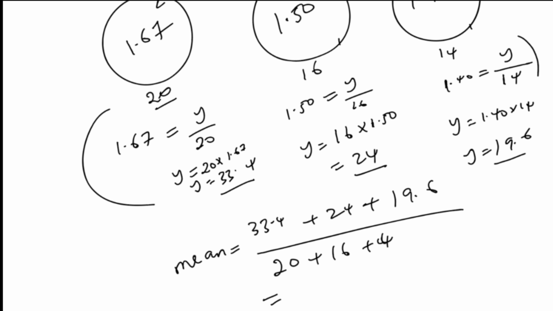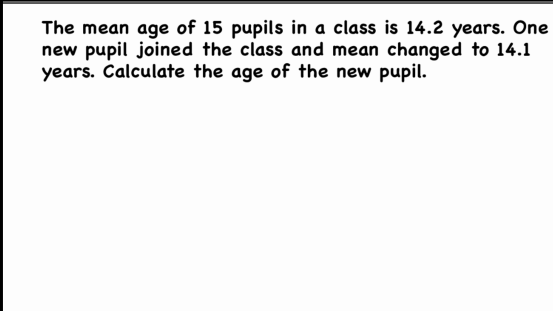Okay, let's add together now. 33.4 plus 24 plus 19.6. The answer is what? 77. Okay, all over 20 plus 16 plus 14, which is what? 50 over what? 50. The answer will be what? 77 divided by 50. So the mean of the entire school, let me use that word, is 1.54.